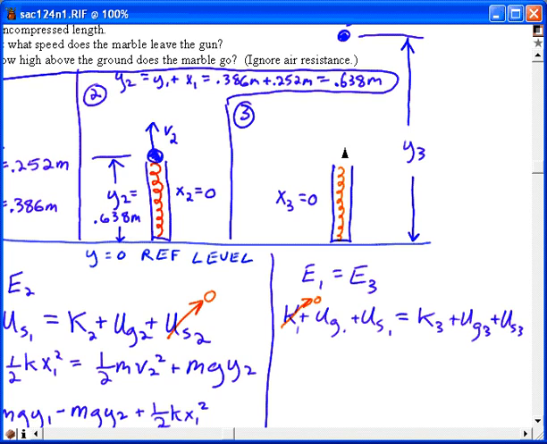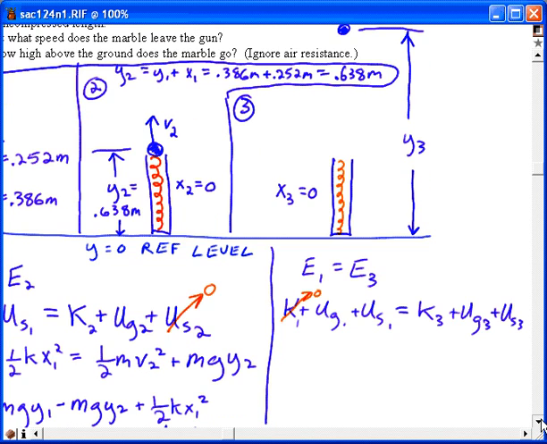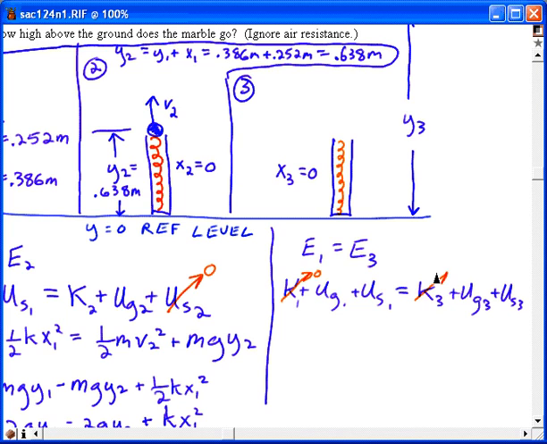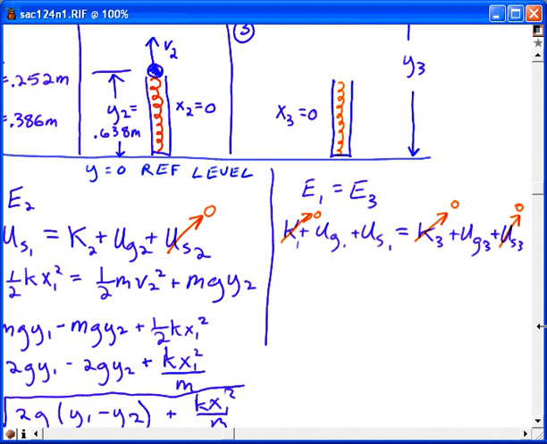And as far as what's 0, it's not moving at the very top. So v3 is equal to 0, so the kinetic energy is 0. It is up high. In fact, it's up very high. So that's not 0. But the spring is neither stretched nor compressed. It's not even involved at this point in the motion of the marble. It was, but no longer is involved in the motion of the marble.